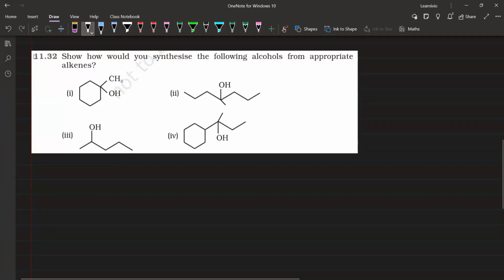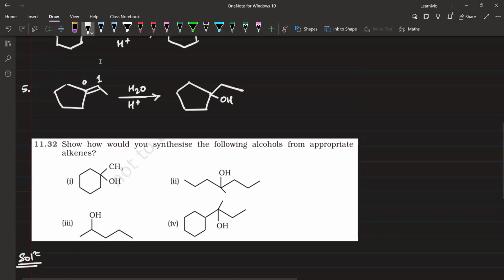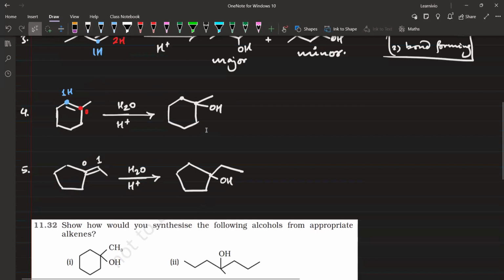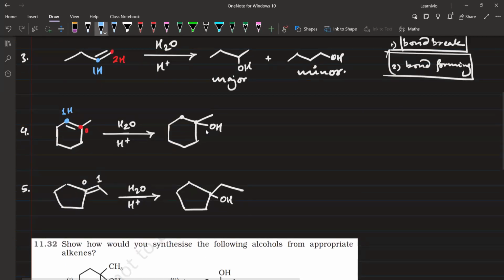सवाल देखिए जरा, उसके बाद हम एक सवाल करते हैं आपके लिए, and then we will do the rest of them. Show how would you synthesize the following alcohols from appropriate alkenes. ठीक है. So before I go into this particular question, I will tell you a very small thing. For example, I want to make like I got this product, है ना, जो आप लोगों को दिख रहा है, the product. So if you have been given the product and you want to go to the reactant, then we use an arrow which is like this. So I will say that this can be made from this.